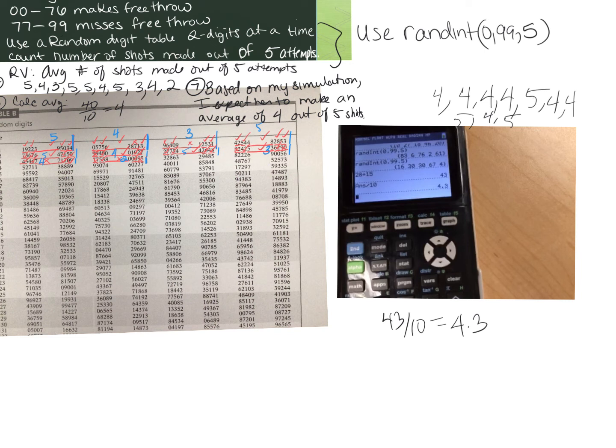On tonight's homework, when we do a trial, can we just start from any line? You can start from any line, yeah. And there are 2 simulations on tonight's homework, so go between using the calculator and using the random digit table in your homework.